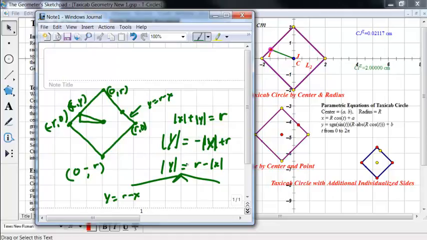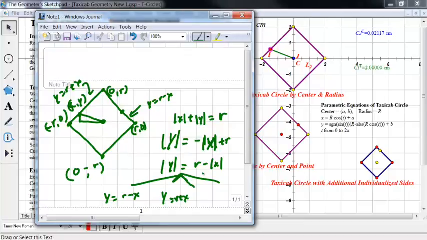We'll do the second quadrant next. Second quadrant is when x is negative and y is positive. Well, y is positive, so the absolute value of y is y. And if x is negative, the absolute value of x is the opposite of x, so this becomes r plus x. So this is y equals r plus x, the equation for that side. Okay, what would the equation for this side down here in the third quadrant be?